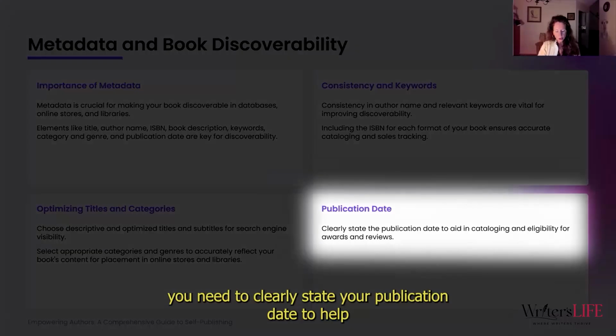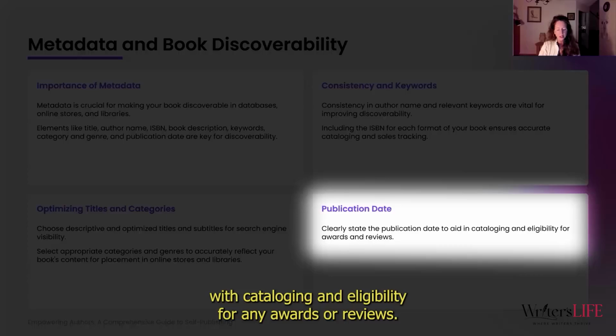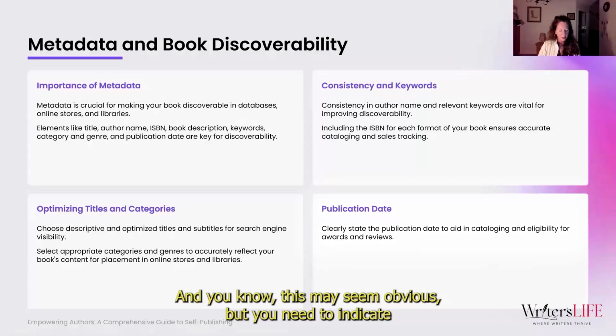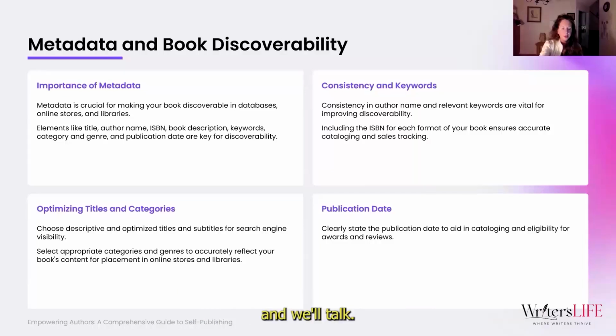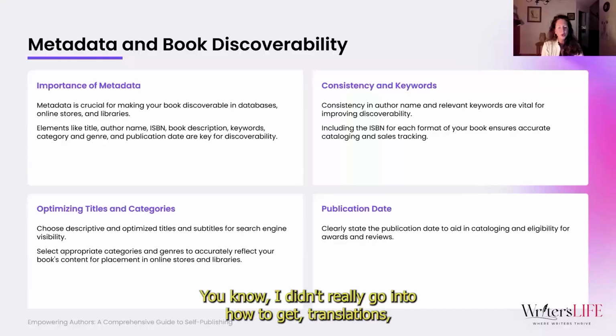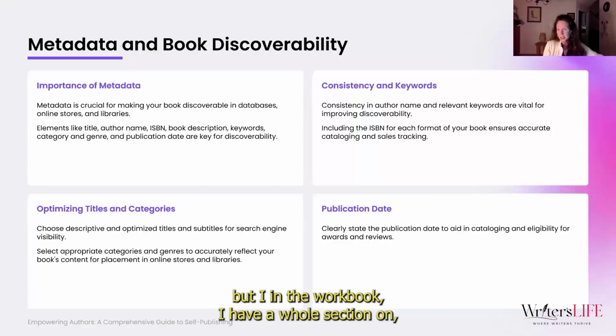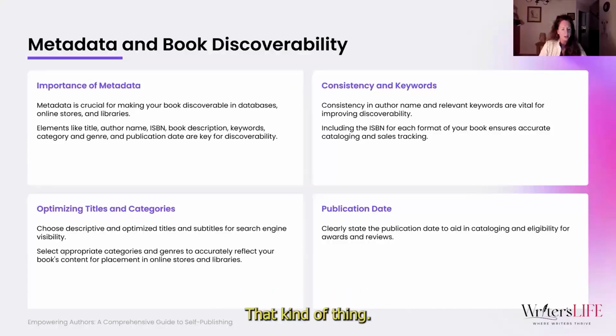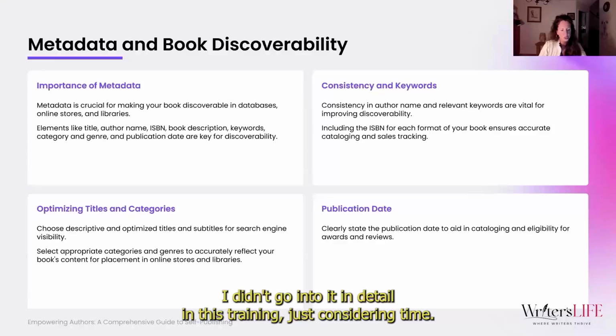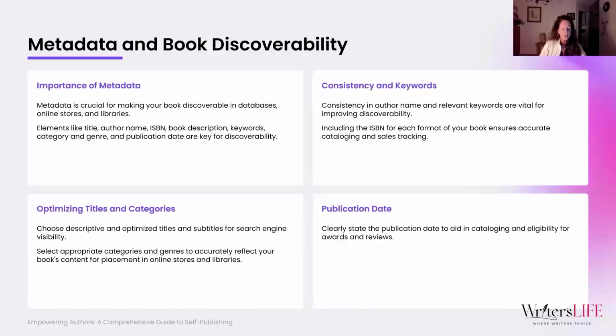You need to clearly state your publication date to help with cataloging and eligibility for any awards or reviews. So you do need to choose a publication date. And this may seem obvious, but you need to indicate the language of your book to ensure that it reaches the correct audience. I didn't really go into how to get translations, but in the workbook, I have a whole section on international publications, getting your book translated, that kind of thing. I didn't go into it in detail in this training, just considering time.